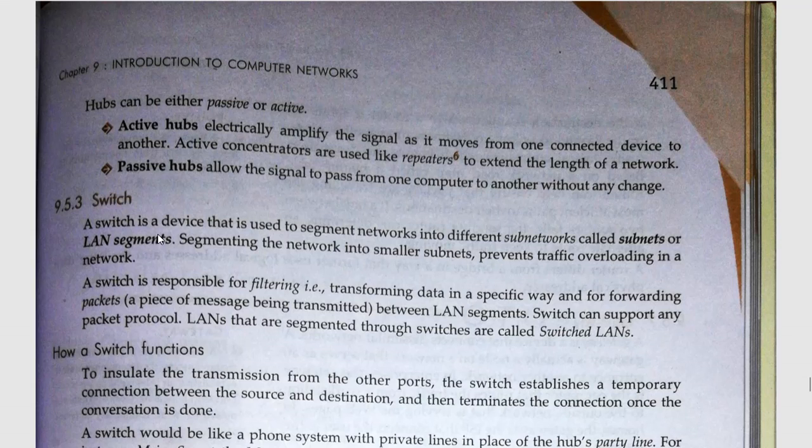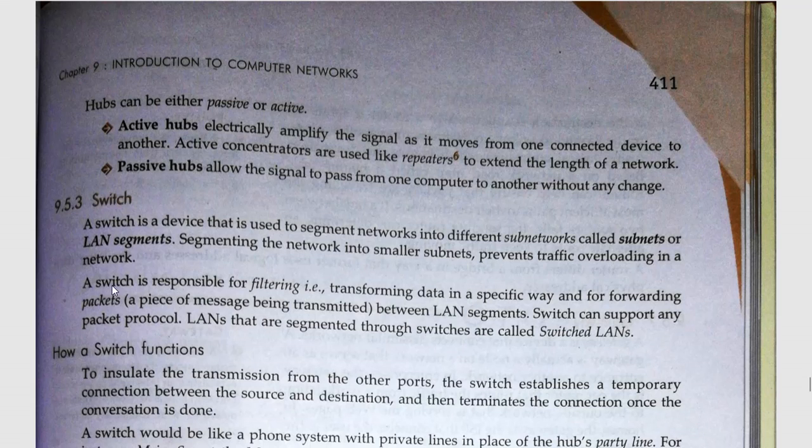So what is a switch? A switch is a device that is used to segment networks into different subnetworks. Now, if you are having a particular LAN connection in your lab, you can say that segmenting the network into smaller subnets prevents traffic overloading in the network. Okay, so if there is a large network, suppose, and you want to divide it into some smaller LAN segments, you will need a switch to join them.